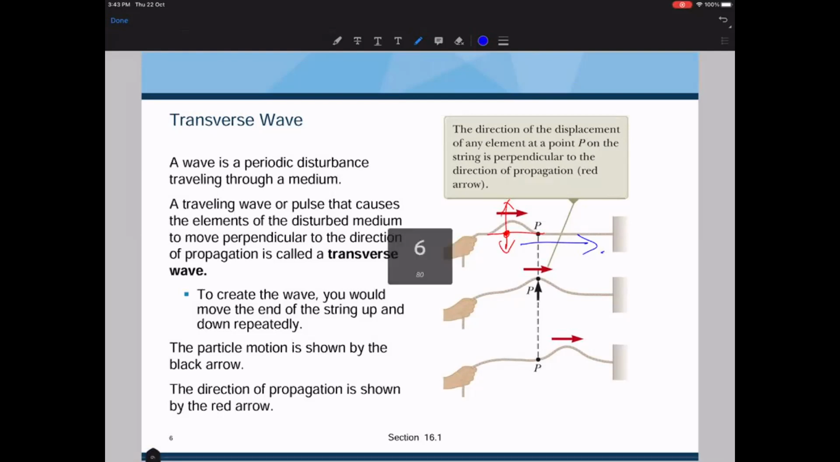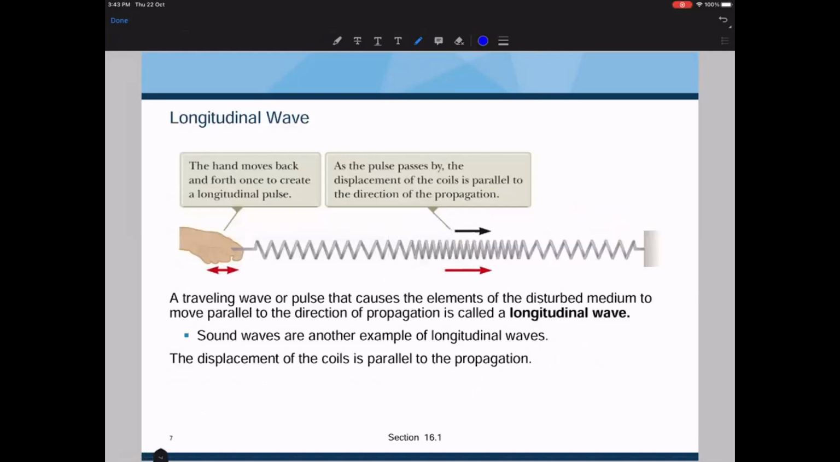Longitudinal wave, however, involves the particles' motion that is along the same direction as the energy travel. So they are moving in the same direction in the case of the longitudinal wave.